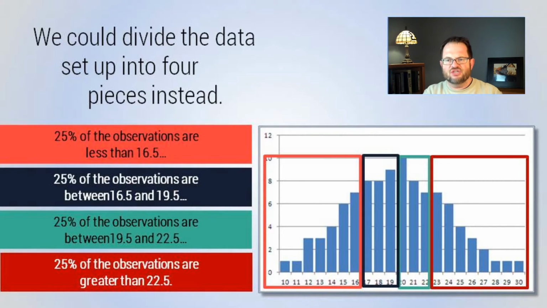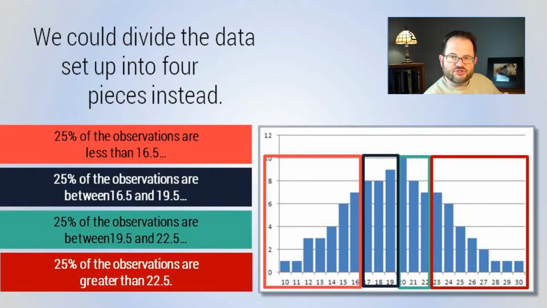Instead of breaking up the data set into two pieces, each containing 50% of the observations, what if we divided it into 4 pieces instead? Here you can see with these boxes, 25% of the observations are less than 16.5 degrees, another 25% are between 16.5 and 19.5, another 25% are between 19.5 and 22.5, and finally another 25% of the data are greater than 22.5 degrees. So I've broken that up into 4 little boxes.